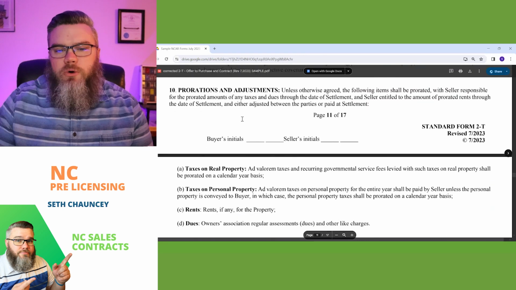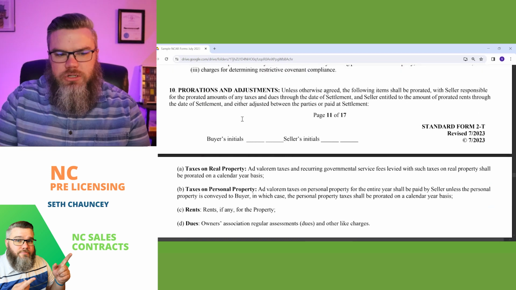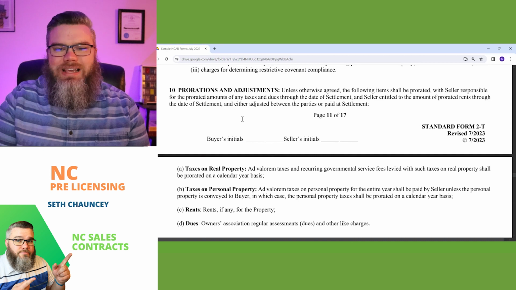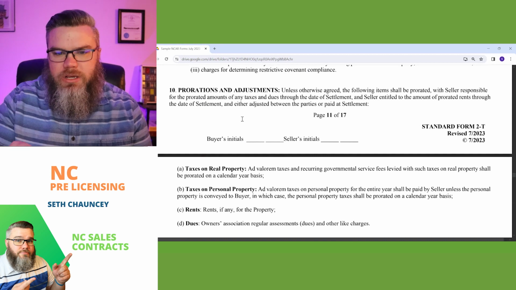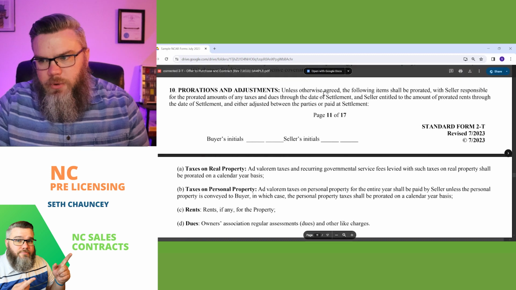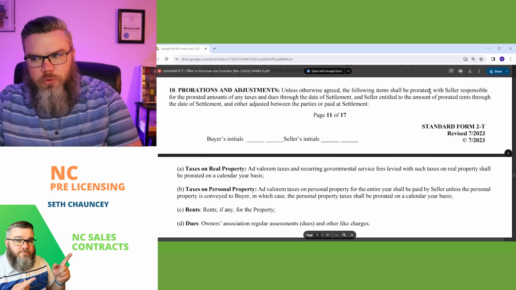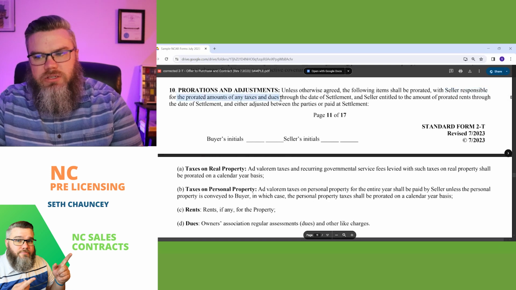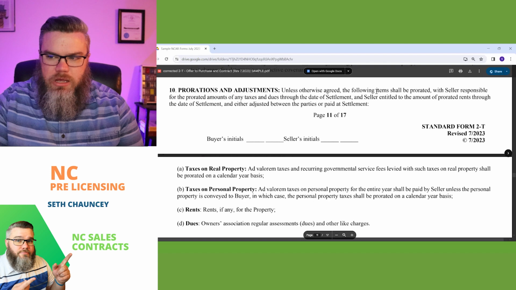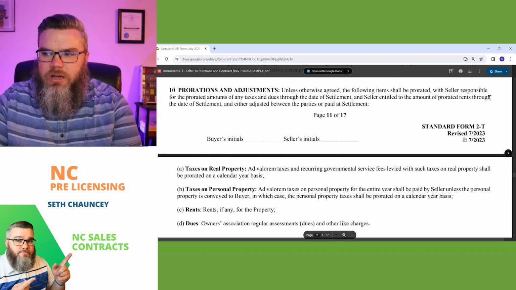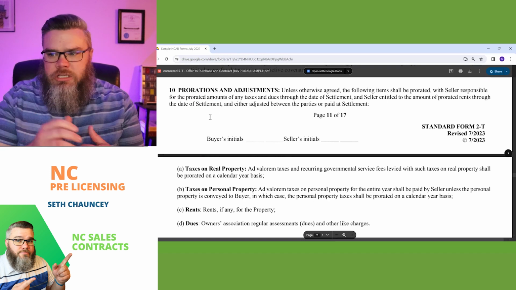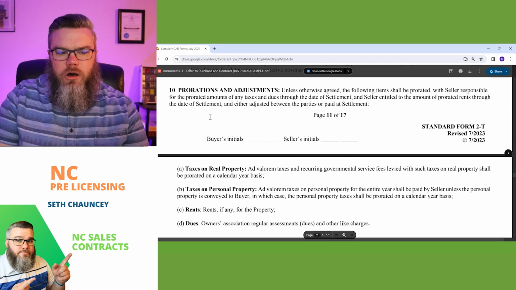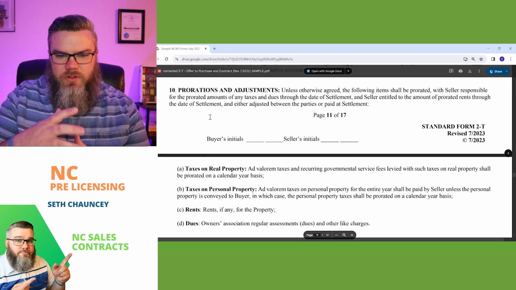Prorations and adjustments. Folks, I told you when we're dealing with prorations and adjustments, the default in North Carolina is the seller owns the day of closing. So here's what it says. Unless otherwise agreed, the following items shall be prorated, with the seller responsible for the prorated amounts of any taxes and dues through the date of settlement, and the seller entitled to the amounts of prorated rents through the date of settlement, and either adjusted between the parties or paid at settlement. So in other words, good, bad, or otherwise, we give the seller the day of closing.